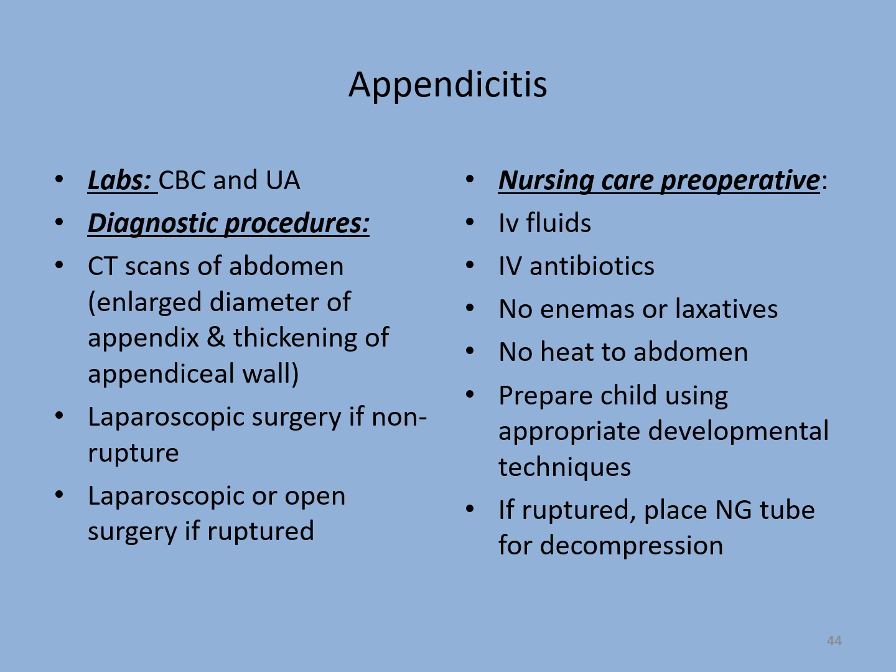So nursing care before surgery: IV fluids and antibiotics. Remember, no heat to the abdomen, no enemas, no laxatives. Explain it to the child using appropriate developmental techniques. If it has ruptured, an NG tube needs to be placed for decompression.